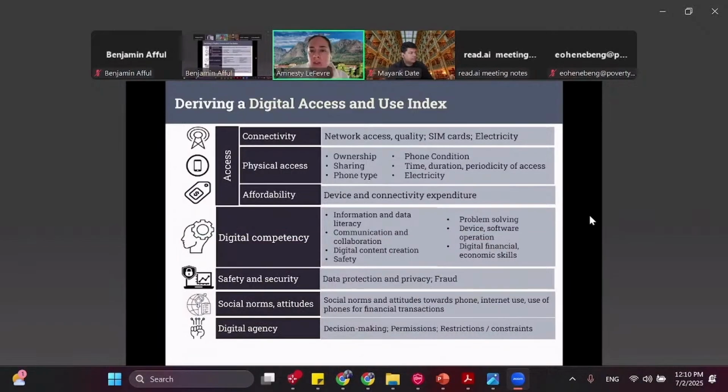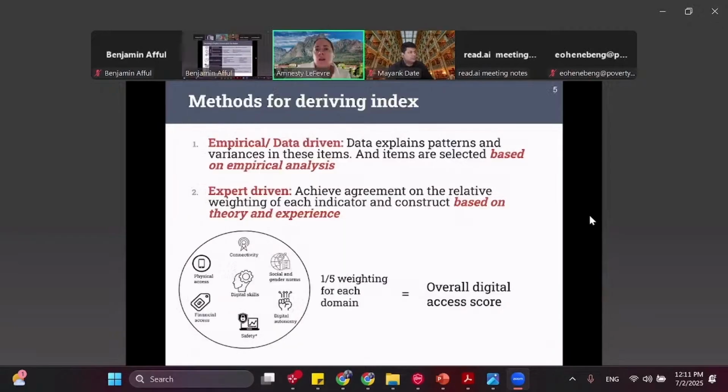And then next, you'll note domains on social and gender norms, including descriptive and injunctive norms and attitudes related to phone use, internet use, phone ownership, and the use of phones for financial transactions. Finally, digital agency was included based on responses to questions on decision-making, permissions, restrictions, and constraints. Not depicted here on the slide, but measured in the survey are a range of other outcome measures on women's economic empowerment and the use of phones for high-impact use cases, including agriculture, health, education, and other forms of economic generating activities.